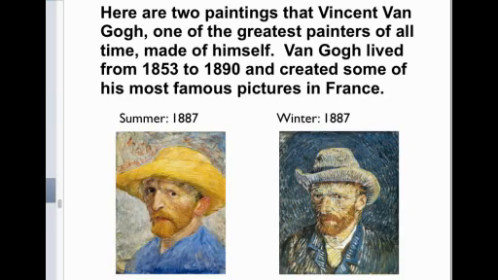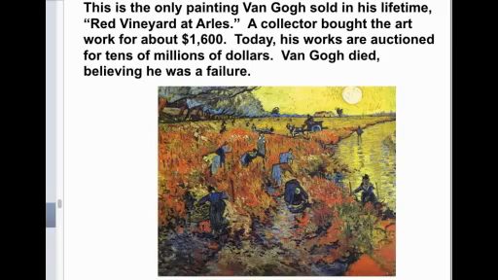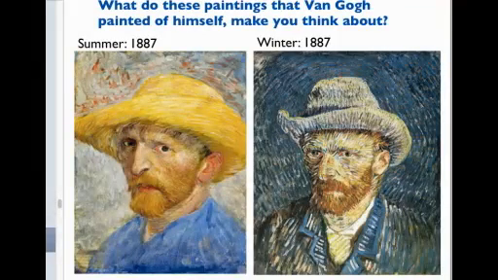We hook kids on Van Gogh by pointing out he only sold one painting in his life, and he died thinking he was a failure. Here's the only painting he sold, and recently it was sold for millions of dollars. So we start with the same kind of thing.